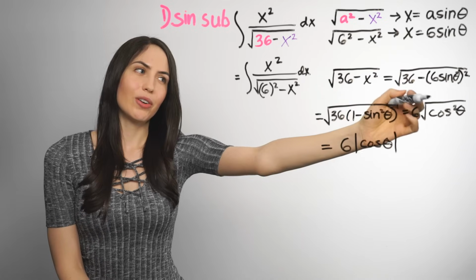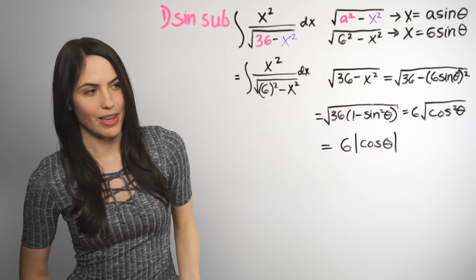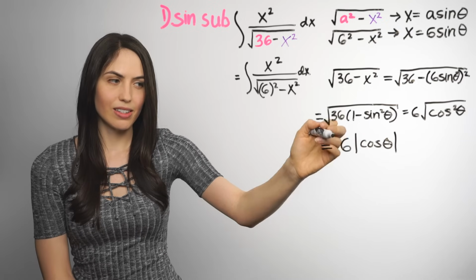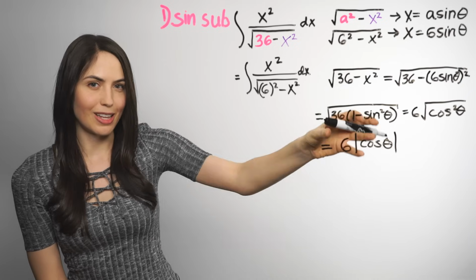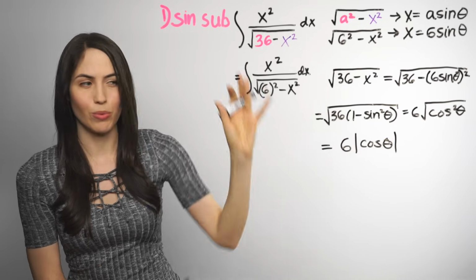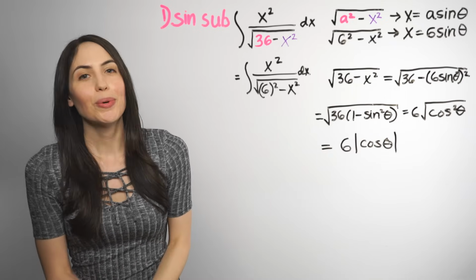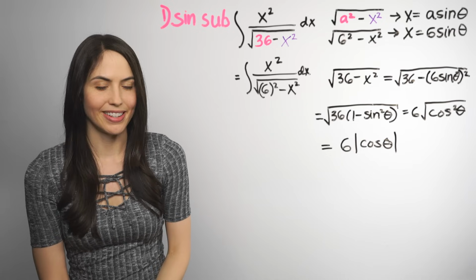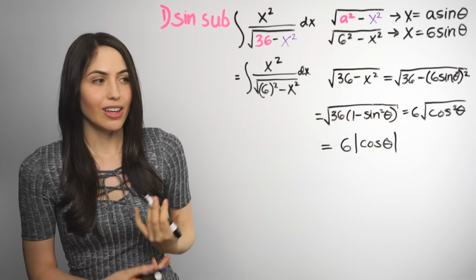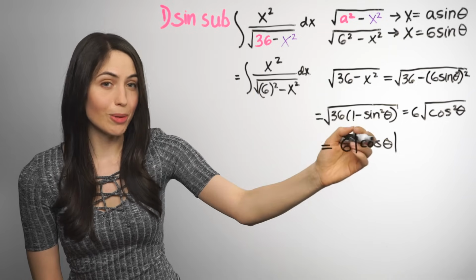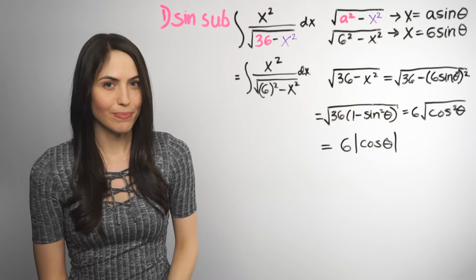Anytime you have the square root of something squared, really the answer is the absolute value of that something. So really our answer here is 6 absolute value of cosine theta, but the idea is to take this and put it back in our integral, and we're not going to be able to integrate if we have an absolute value like that. So what we do for trig sub is if we have an indefinite integral with no limits, we just assume that cosine theta will be positive and we drop the absolute value bars. So let's do that.